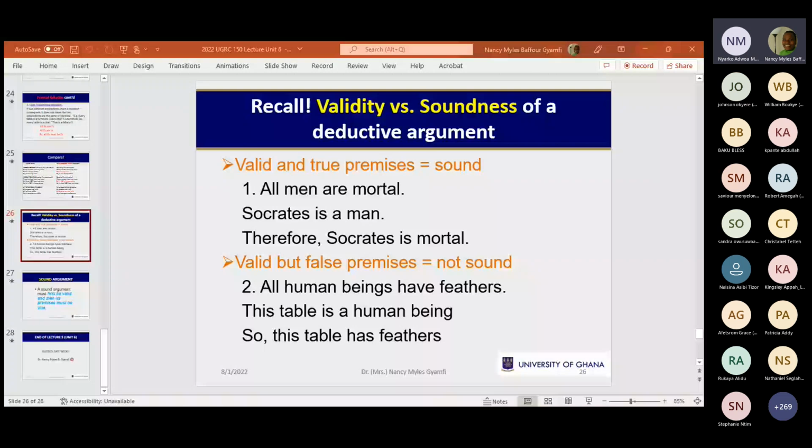When it has a false premise, like the example, this table is a human. We know a table is not a human, so it's unsound to us. So at least when the premises are false, even if one premise is false, it's enough for you to say that then that argument is not sound. Thank you.